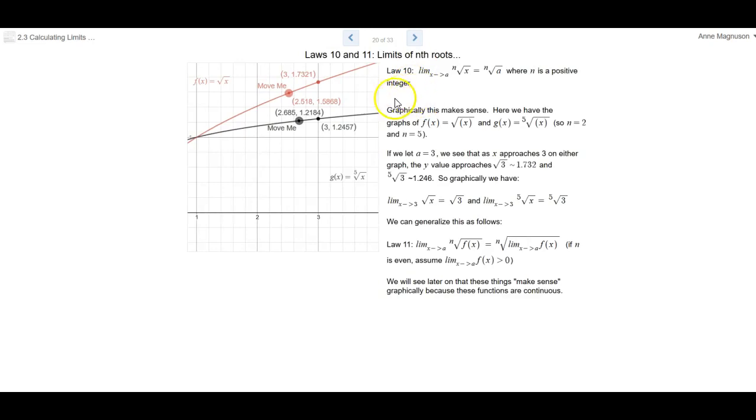And then finally, the last two laws are limits of nth roots. So we have the limit as x approaches a of the nth root of x is equal to the nth root of a. And the limit as x approaches a of the nth root of f of x is just the nth root of the limit as x approaches a of f of x. So again, we are pulling those limits inside the radical and evaluating those limits inside the radical and then taking the radical.